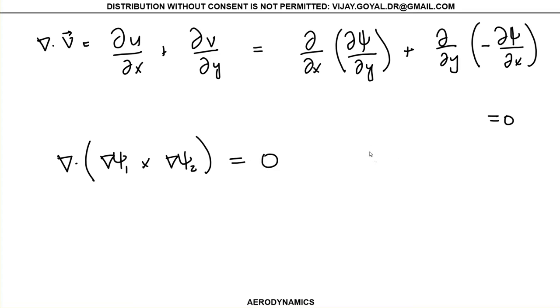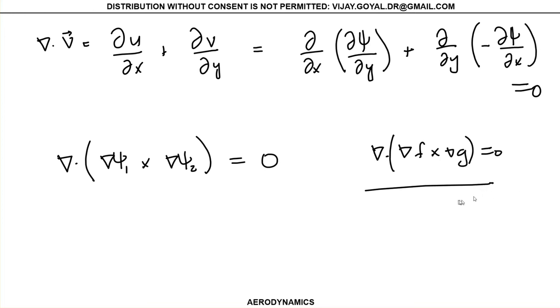And this is from a vector identity that you can show, that the gradient of the cross product of two scalars is actually going to be 0. Okay, this is going to be 0. This is from vector calculus. So therefore, this has to be 0.